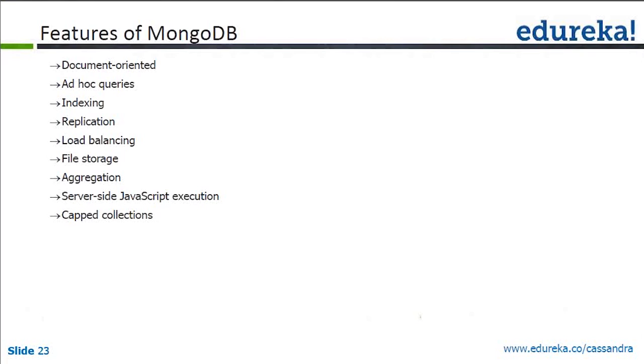Coming to the features of MongoDB, it is document oriented. You can run ad hoc queries, and indexing is supported. Even the MongoDB documents have an index field, a primary index, and it supports replication. Replication and sharding are the inbuilt features of MongoDB. And then we have load balancing.